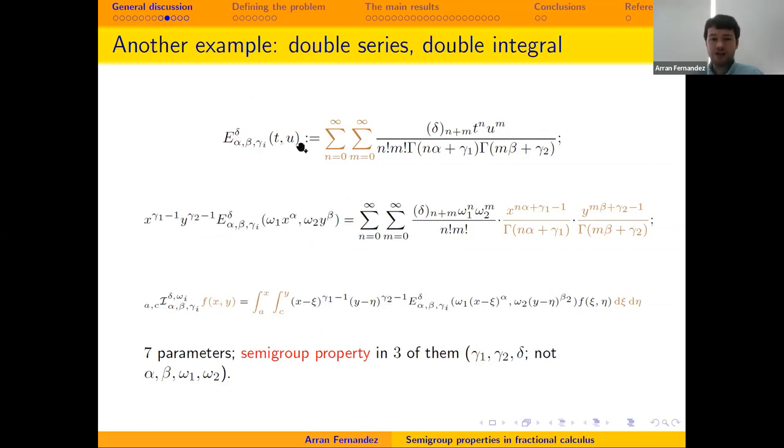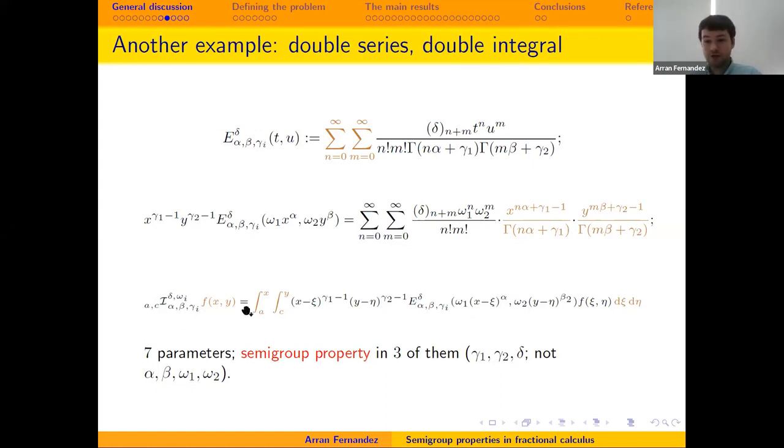Powers, instead of just t and u, we have powers of x, powers of y. We multiply again by a power of x and a power of y, and we get, look at these brown terms, again a gamma function with a power of x. They're matching. The exponent is 1 less than the gamma argument, and another gamma function with a power of y, again matching. So then we can naturally define a fractional integral operator.